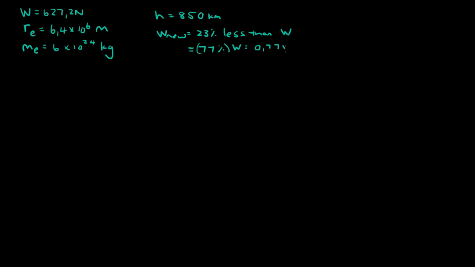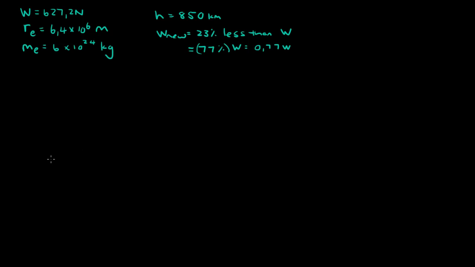0.77 times W. Now that's a really important thing to understand, because if you don't understand that, you can't answer the question properly. You will get method marks, but you won't be able to answer the question. So be sure that you know how I got that 23% less than W is 77% of W. Right, it's the same concept as if something at the shops is 60% off, that means you're only paying 40% of what it was. Okay, so just check your maths on that one. But let's try answer the question.